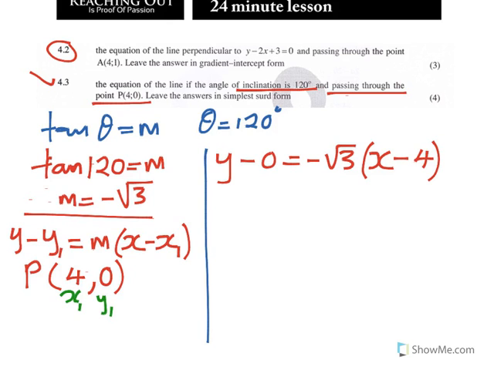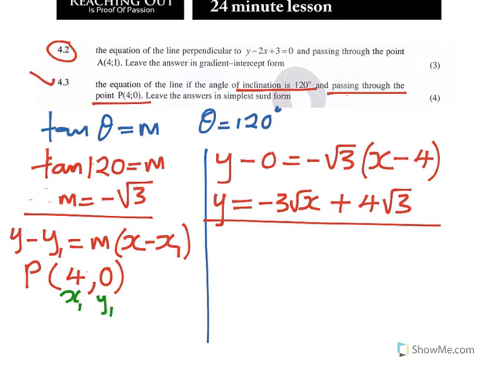Then you expand that, y is equal to -√3 x, and negative needs to be a positive, 4√3. Remember, they say leave your answer in surd form, then this will be the equation of a line with that angle of inclination of 120 degrees.